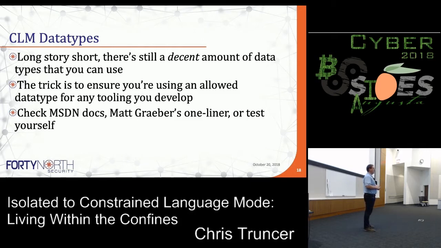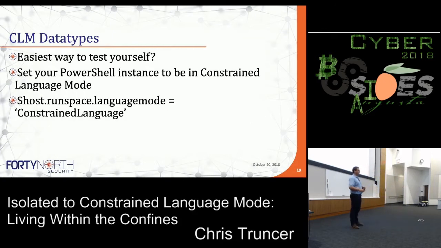If you can use Matt Graeber's one-liner, or really, honestly, the way that I develop a lot of code in constrained language mode is I'm just enforcing constrained language mode and then testing and writing code until something errors out, and then I'm trying to figure out, okay, how can I do this a different way? So again, the easiest way to enforce constrained language mode is to set it yourself. This is that $host.runspace.languagemode that I referenced earlier. You can just run this within PowerShell and set it to constrained language mode, and essentially that session you're interacting with from then on, unless you change this, is using constrained language mode versus full language mode.